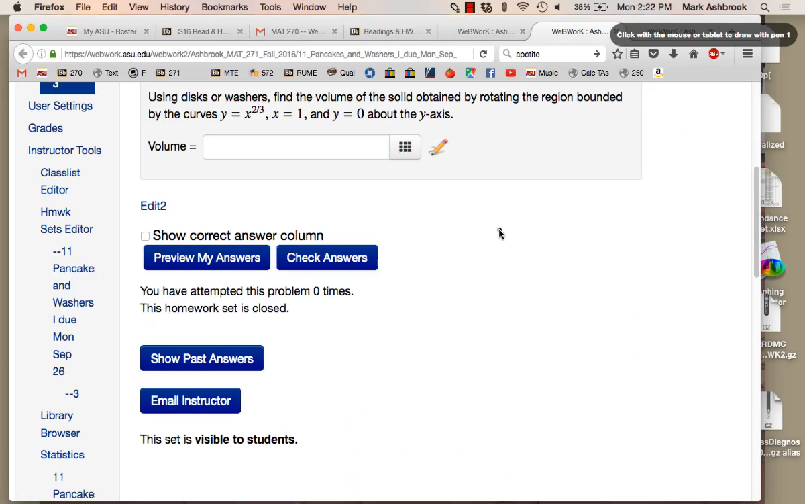So this is number 3. This had the lowest success, so let's do it. For number 3, we've got y equals x to the 2/3. If you didn't know what that looked like, it would be reasonable to use your graphing calculator, but it basically looks like this.